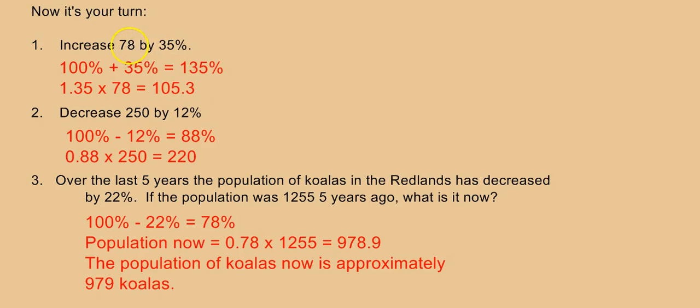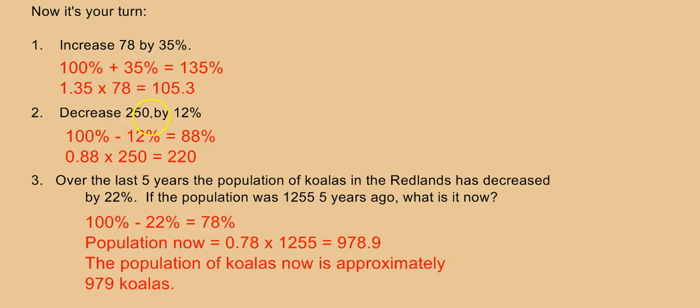That is 105.3. Let's have a little look to make sure that it makes sense. 78 increased by about a third. A third of 78 is about, oh, well, it's 20 something, isn't it? 26, I think. 26 more than 78 is going to be just over the 100 mark. So I'm fairly happy I've not made a mistake there.